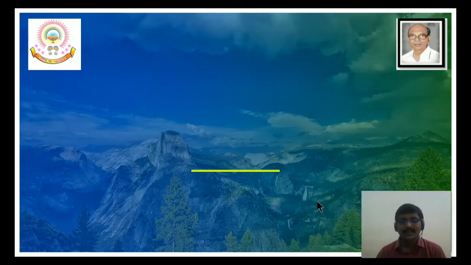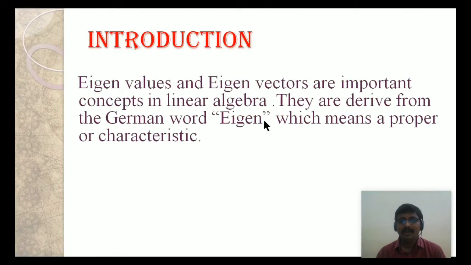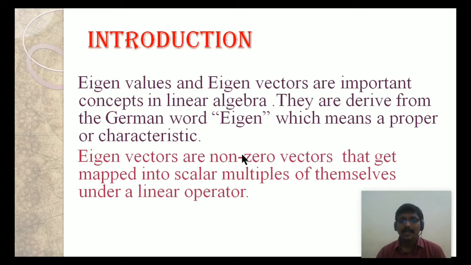Good morning, students. In this class, I would like to explain about eigenvalues and eigenvectors. Introduction. Eigenvalues and eigenvectors are important concepts in linear algebra. They are derived from the German word eigen, which means proper or characteristic. Eigenvectors are non-zero vectors that get mapped into scalar multiples of themselves under a linear operator.